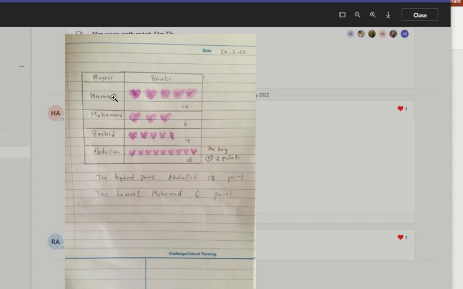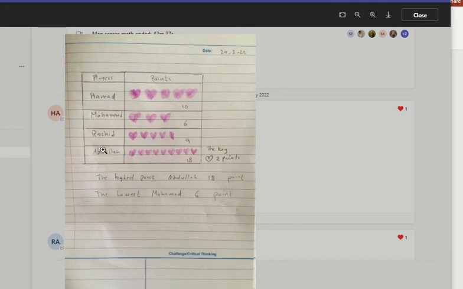So here he has represented the names of the players, Hamad, Muhammad, Rashid and Abdullah, and here are their points. He represented the points, like 10, 6, 9 and 18, with the help of hearts. Each heart is 2 points, so for 10 marks he is making 5 hearts. This is the names of the players that he is representing here, and the points. This is actually your data.